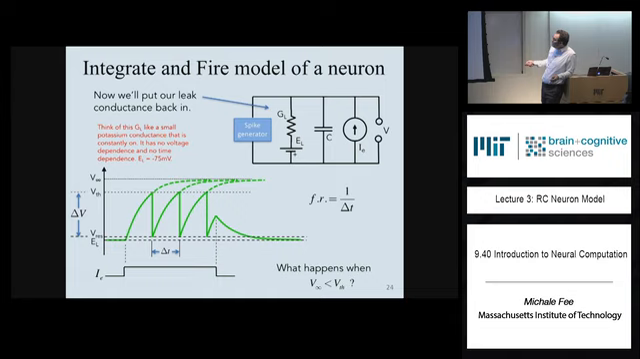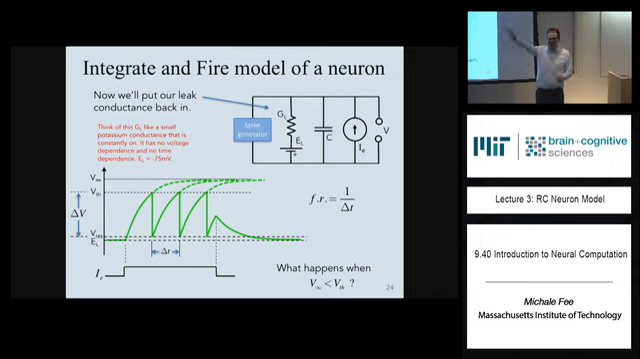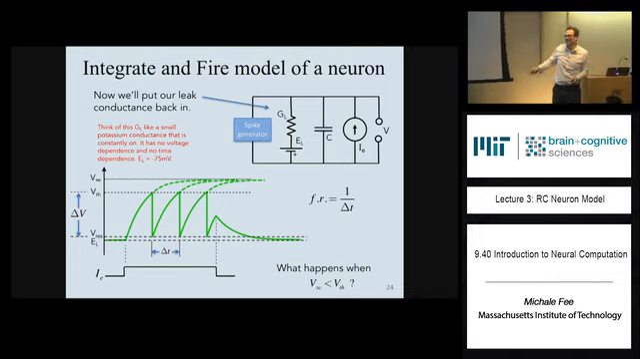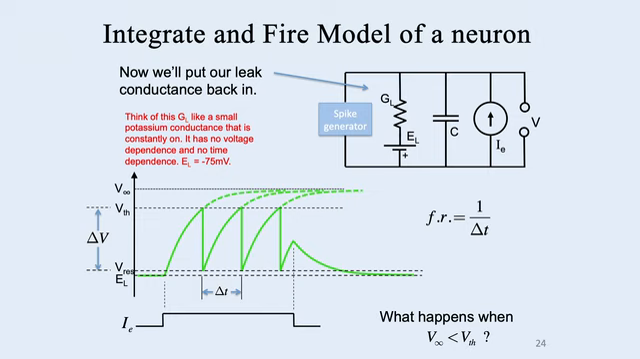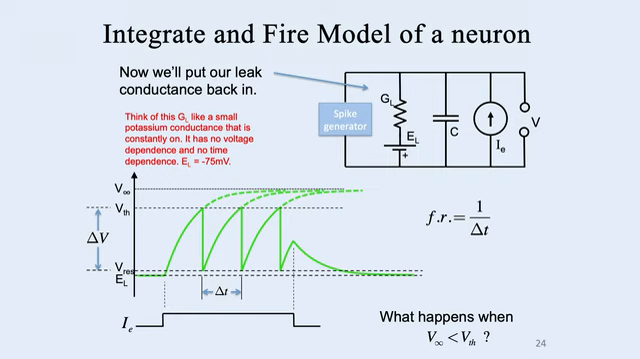Before we actually get into the math, what happens if V infinity is down here? Who knows the answer to that question? Raise your hands. Shout it out. It won't spike, right? Good. Okay, so V infinity actually has to be above V threshold in order for that neuron to spike. Does that make sense?